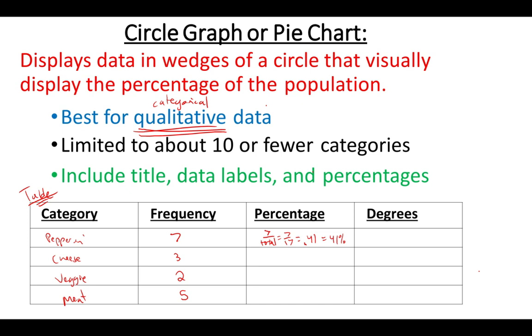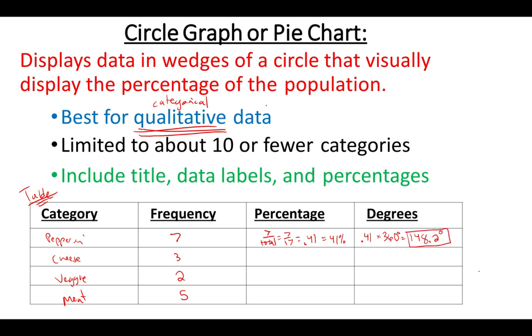And now to compute the number of degrees, we're going to take the percent as a decimal, 0.41, and think about how many degrees are in a circle. Hopefully you remember there are 360 degrees in a circle. So we're going to take the percent as a decimal and multiply it by 360. And that gives you 148.2 degrees.